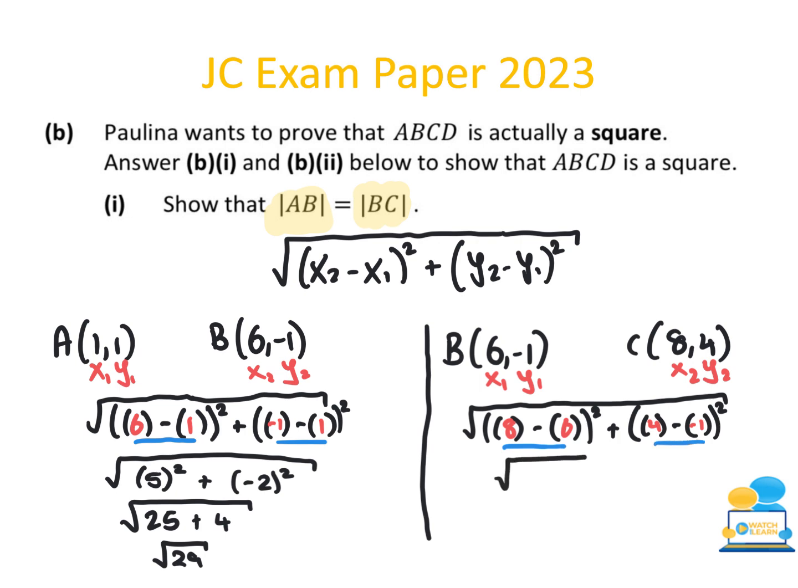So square root again, 8 minus 6 gives me 2, which has to be squared. And 4 minus 1 turns into 4 plus 1, which will give me 5 to be squared. Now I can do the indices. So 2 to be squared gives me 4, and 5 to be squared gives me 25. And adding those two terms together, 4 plus 25 gives me the square root of 29, which shows that the distance between A and B is the exact same as the distance between B and C. So I have now completed part 1 of the question.